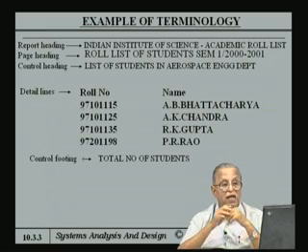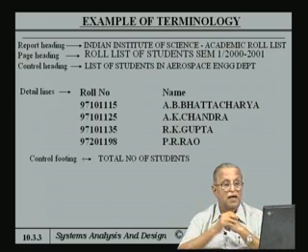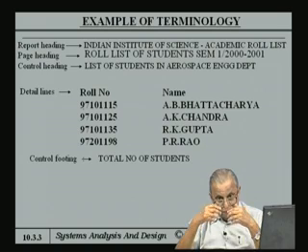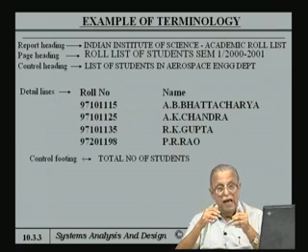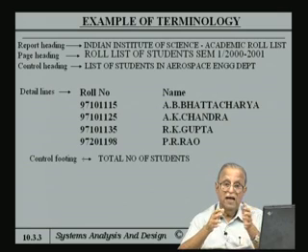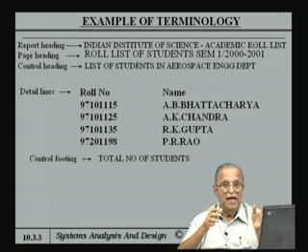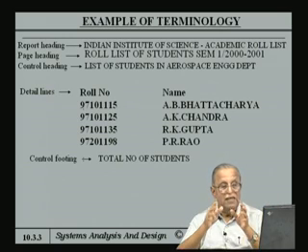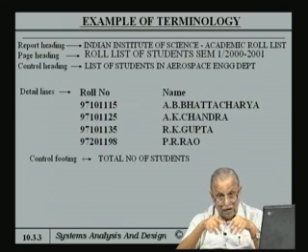Page heading, roll list of students in semester 1 of 2001, and control heading, because you normally will do it for each department. So, list of students in aerospace engineering department, and detailed lines, roll number, name. There will be other information. Because of the limitation on the space in the screen, I give only two columns. Normally, there are many more columns, address and so on. Okay, that's not relevant. The point is that there is something like a control heading, and there are detailed lines, and there is a column heading.